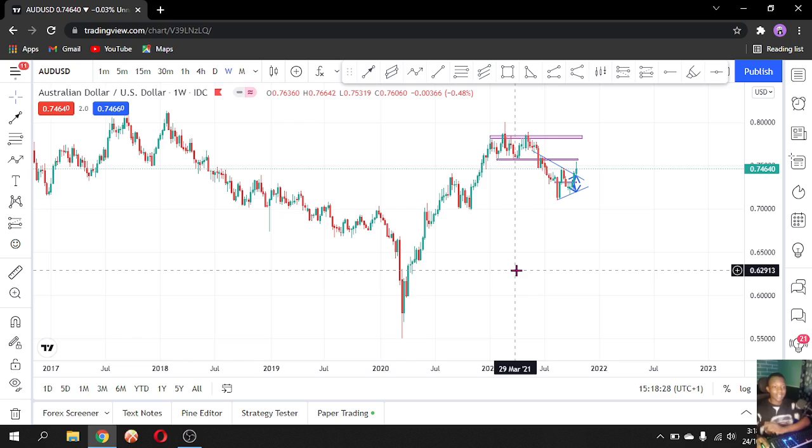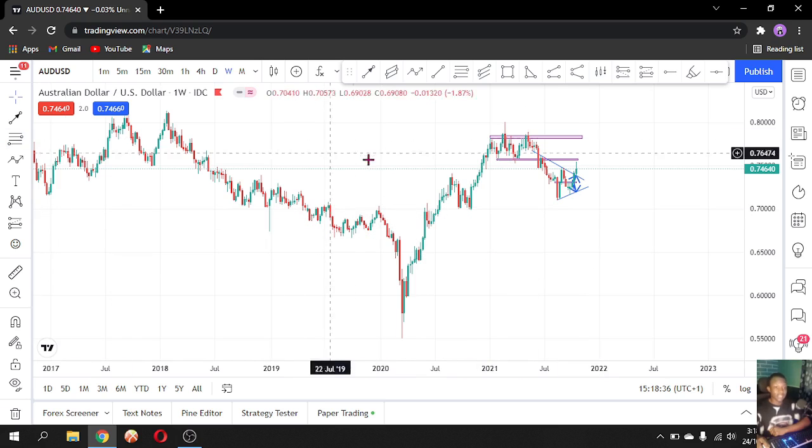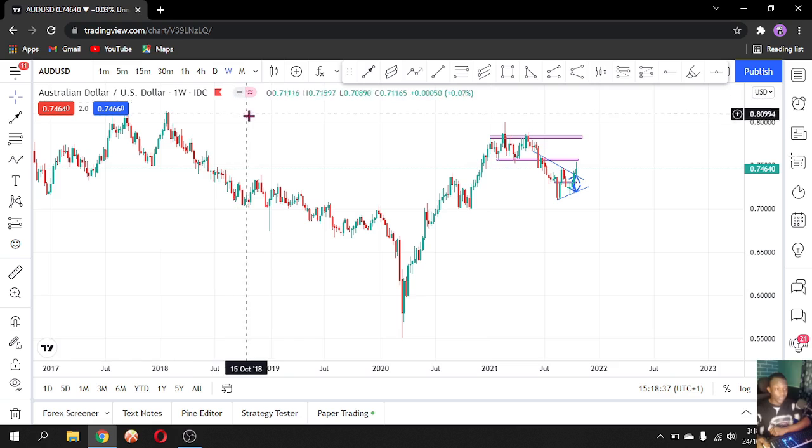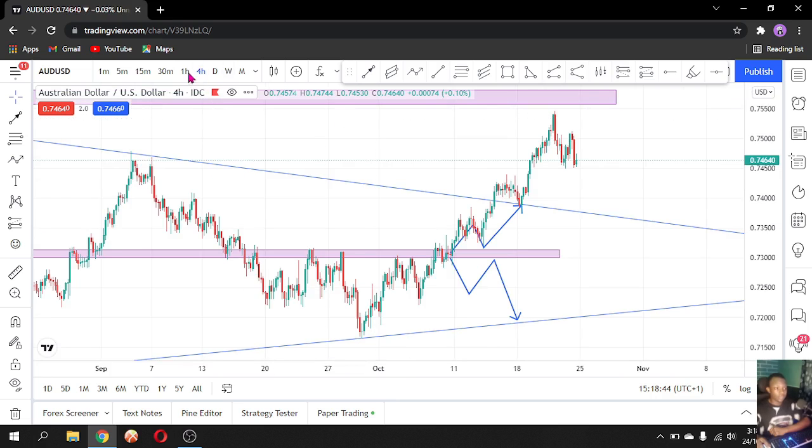Quickly, I want to analyze some currency pairs before the forex market reopens. This is Australian dollars versus US dollars, and it's the weekly time frame. In the daily time frame, we predicted some movements. Back to the 4 hour time frame, we predicted some movement in our previous video.